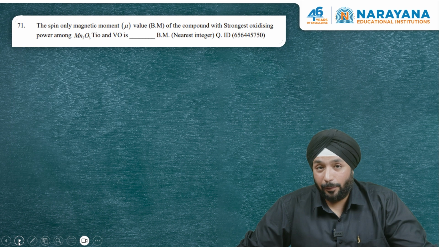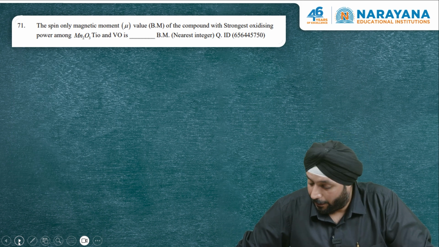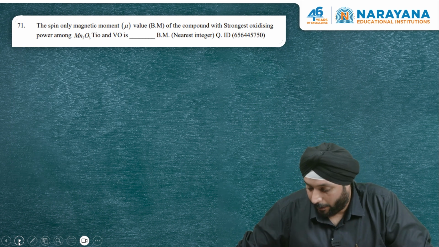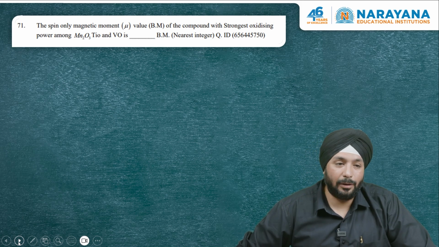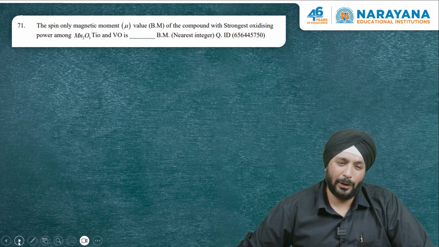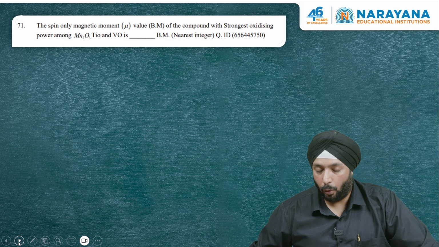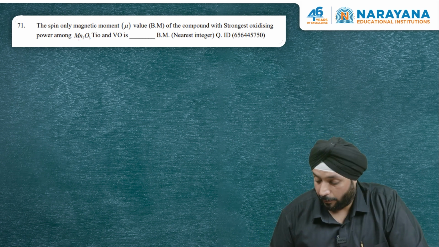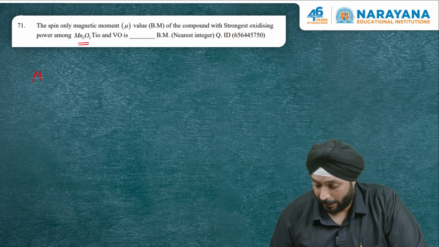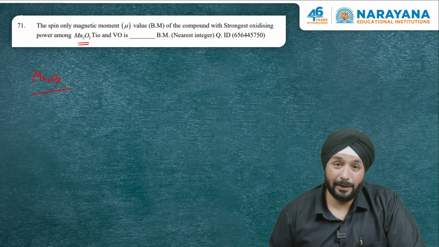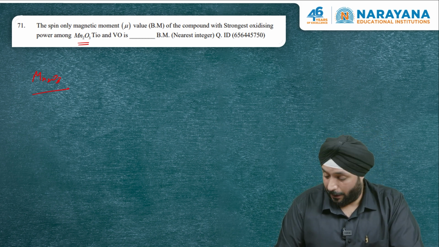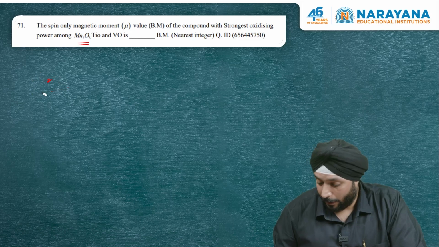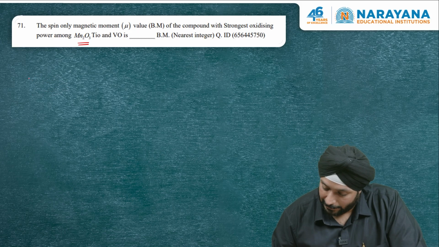Now question number 71 is an integer. The spin only magnetic moment, that is in Bohr magneton, of the compound with the strongest oxidizing power among Mn2O3, TiO and VO. The E0 value, the strongest oxidizing agent over here is Mn2O3. It's clear cut given in your d block chapter of class 12th, right. So if you have Mn2O3, so you do have Mn3 plus ion.